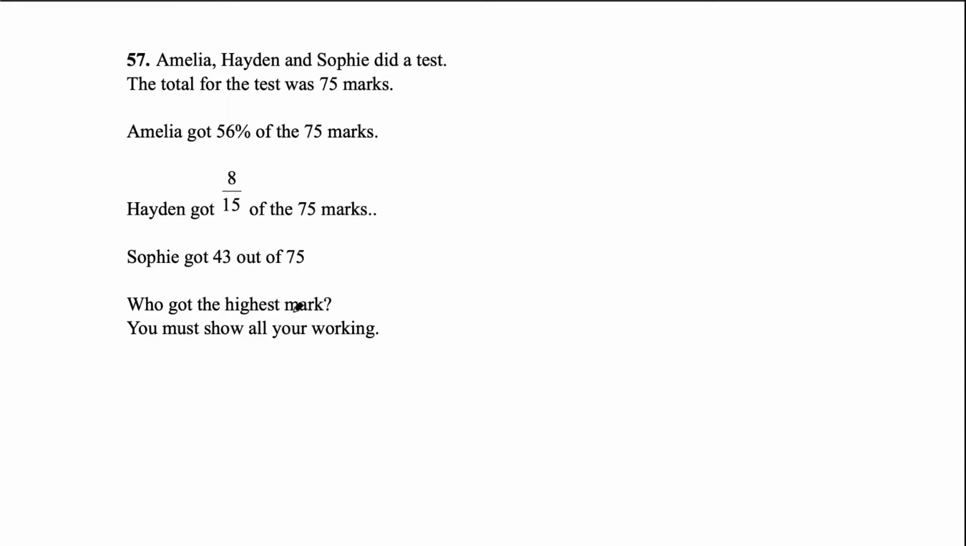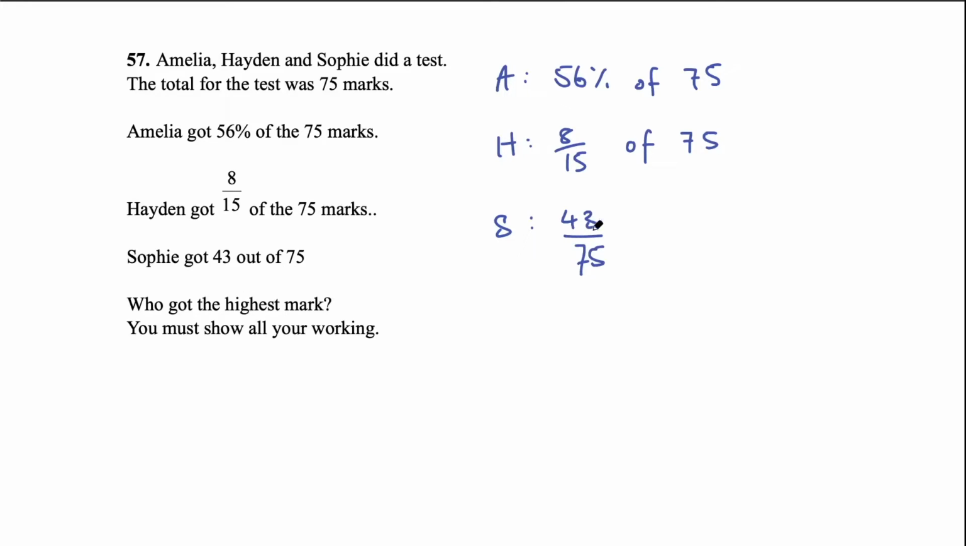Alright, so let's write these down a bit clearer. So Amelia was 56% of 75. Hayden was 8 out of 15 of 75. And Sophie was 43. That's a terrible 3. What was that? 43 out of 75. So that's already kind of given as a fraction.